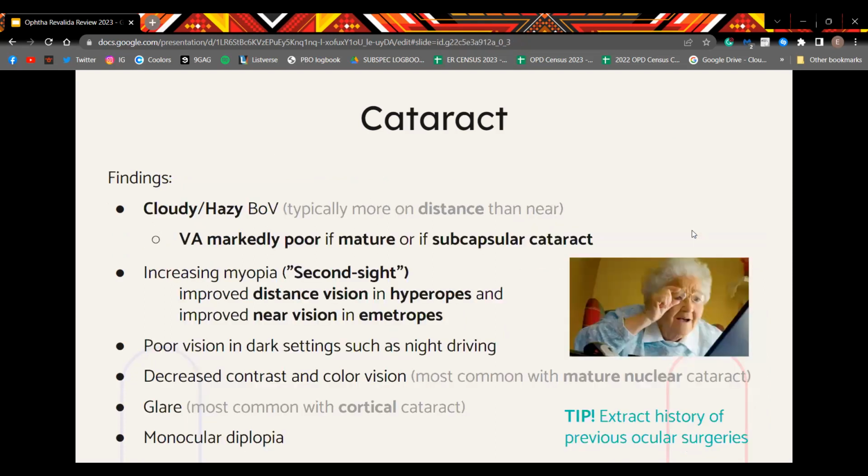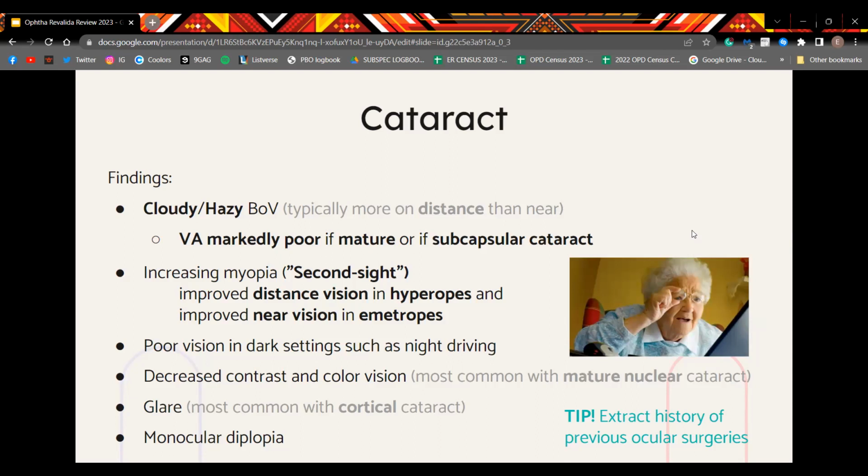Ang findings with the cataract, usually makikita mo sa history, ang i-describe ng patient would be parang maulap yung paningin nila or parang mausok. So cloudy or hazy blurring of vision. Medyo sure ka na cataract yun eh. And typically the VA is worse on distance than in near. Ang VA nila markedly poor if makapal na yung cataract or if subcapsular cataract. Pag subcapsular cataract kasi, parang yung cataract is sakto sa gitna eh. Sakto sa visual axis. So, harang na harang yung paningin ng patient.